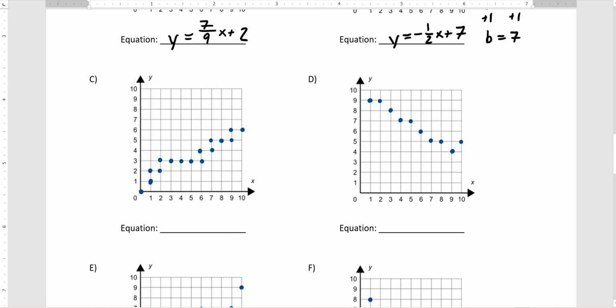Why don't you go ahead and take a shot with letter C? Go ahead and try letter C on your own. Pause the video, and then we'll check that together. All right, let's see how we did here.